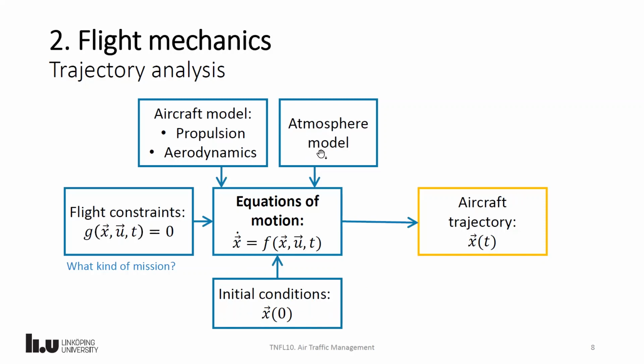Then you have the atmosphere model, because aircraft behave in a different way depending on the atmosphere they are in, depending on the temperature, the pressure, etc. In general, there is something that is called the standard international atmosphere that is used, but it can be any other atmosphere model that is needed. And then we have the aircraft model, which gives us an idea of how the propulsion works in that aircraft and what the aerodynamics are of that aircraft.